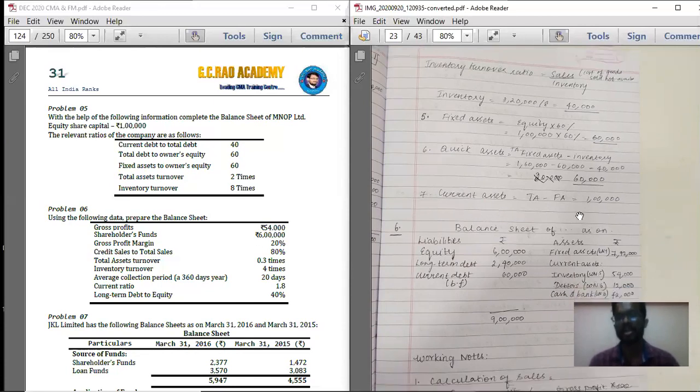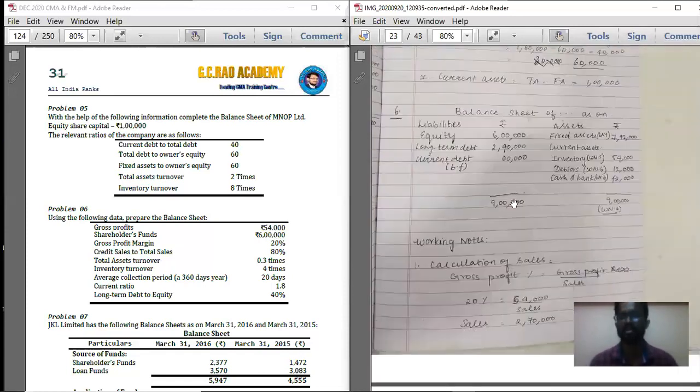Below that, one more additional point they have written, which is not required, but still you write it down. Working note number 7: current assets is equal to total assets minus fixed assets. Here total assets is 1,60,000 and fixed assets is 60,000. So 1,60,000 minus 60,000 is equal to 1 lakh.